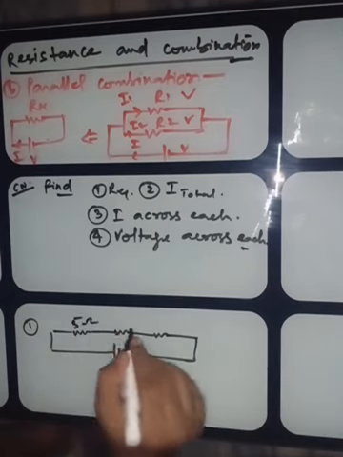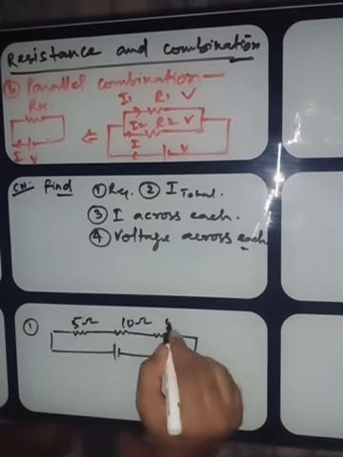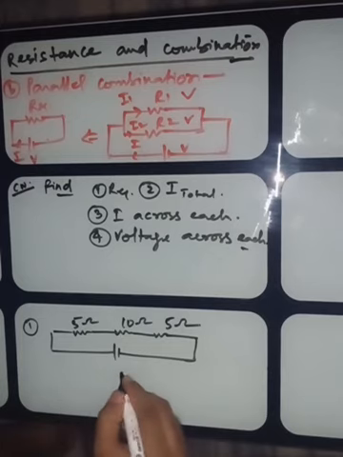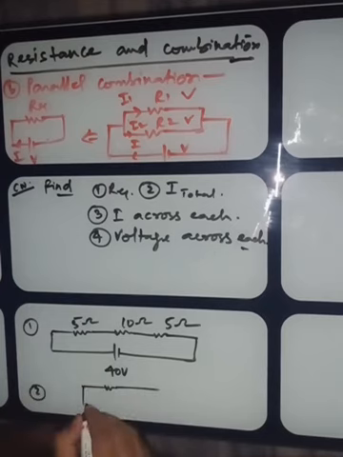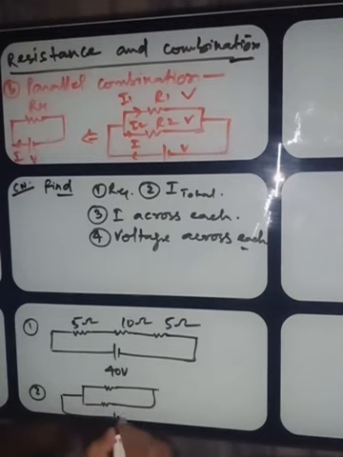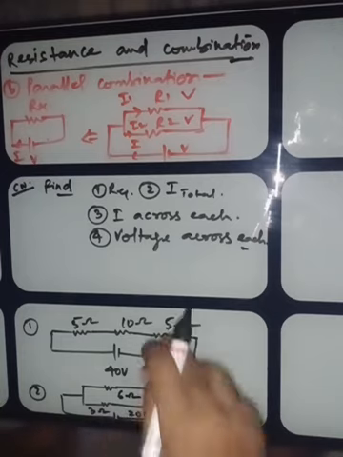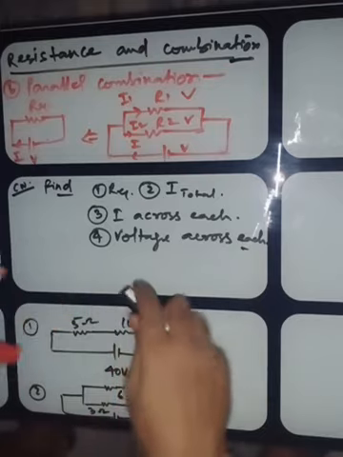5 ohm, 10 ohm, 5 ohm, and here a 40 volt battery is connected. The second question, it is connected by a battery. Here the 6 ohm and the 3 ohm and a 20 volt battery is connected, and you have to find all the four things in both the questions.